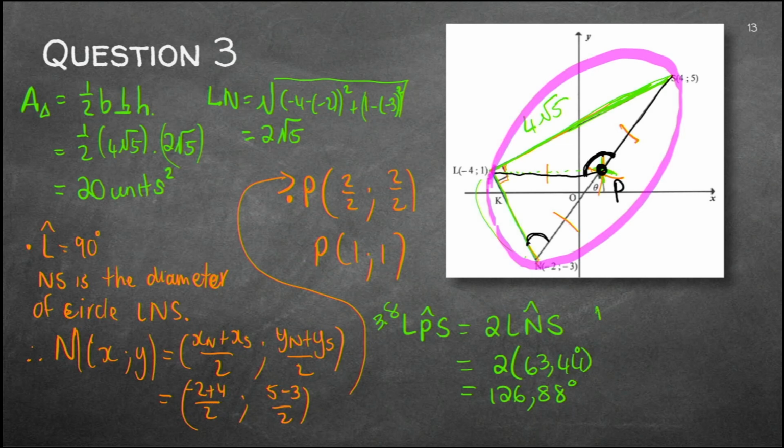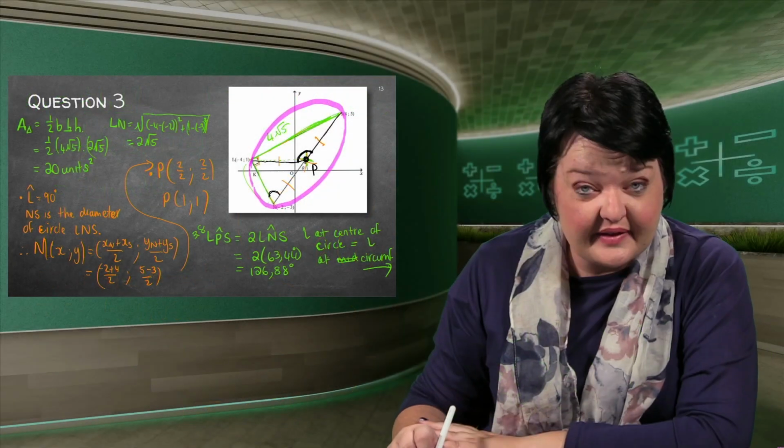So I would say angle at center of circle is equal to twice angle at the circumference. So just remember your reasons and look out for this because this is a difficult question.